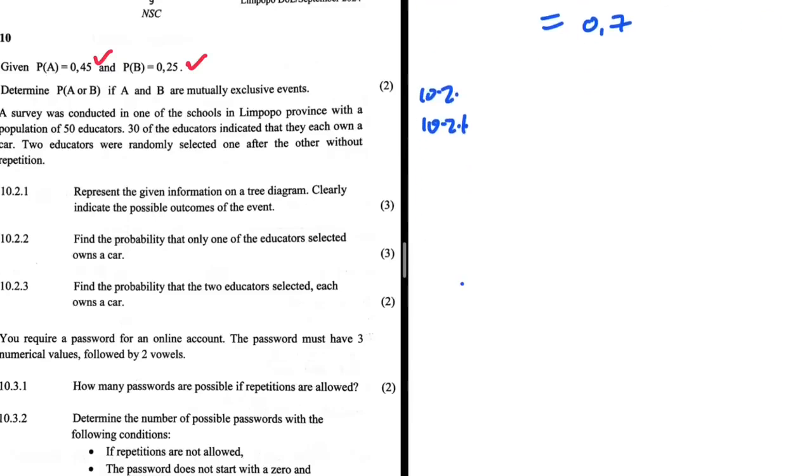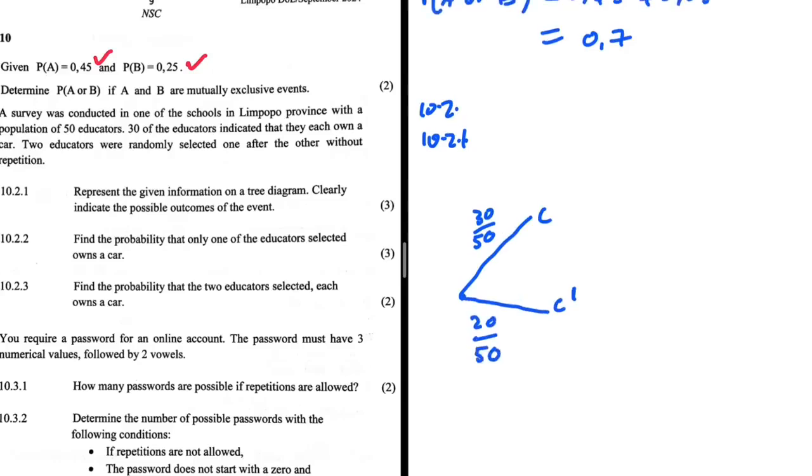Okay, so let's take a look at this, right? We are told that 30 of the 50 teachers say that they have cars. Well, let me represent it in the following way. So 30 of the 50 say that they have cars. So how many don't have cars? Should be 20 over 50, right?